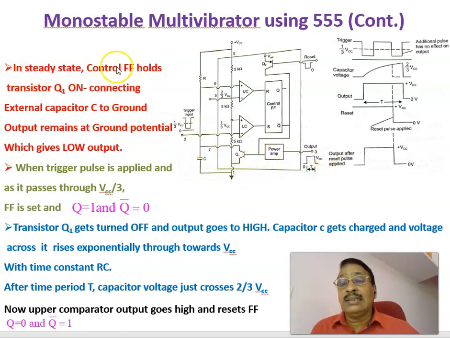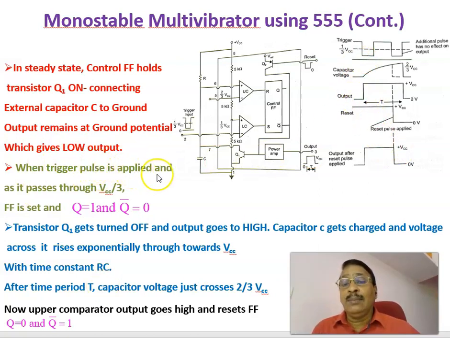In steady state, the control flip-flop holds the transistor Q1 on, connecting the external capacitor to the ground, and the output remains at ground voltage. At 0 voltage, the output remains at ground potential, which gives the low output. Therefore, you are getting a low output, and that is called the stable state.